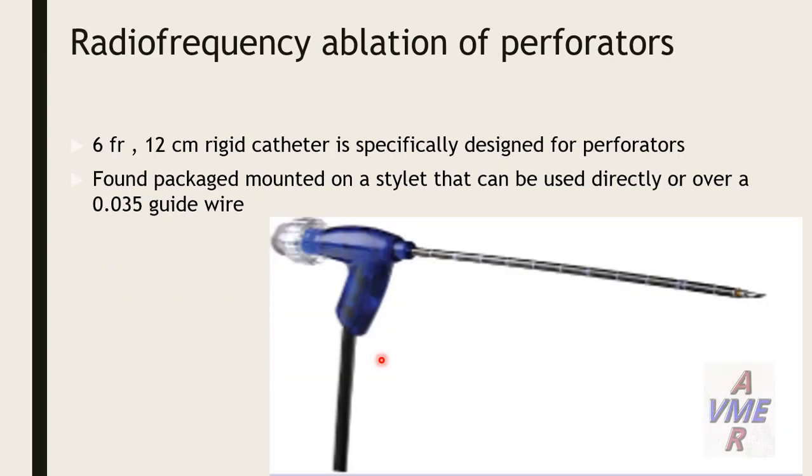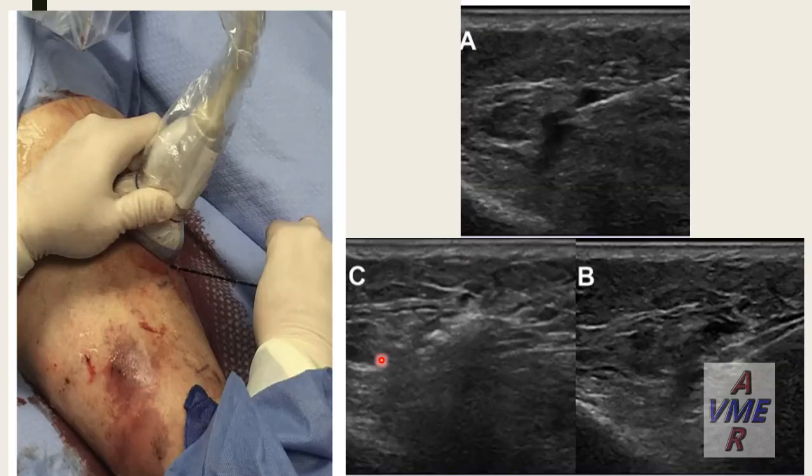Radiofrequency ablation of the perforators. A 6 French 12 cm rigid catheter is specifically designed for perforators. It comes in a package mounted on stilts that can be used directly or over a 0.035 guide wire. And this is the technique of radiofrequency ablation of the perforators. This is the radiofrequency catheter, and this is the pathological perforator, which will be obliterated later on.